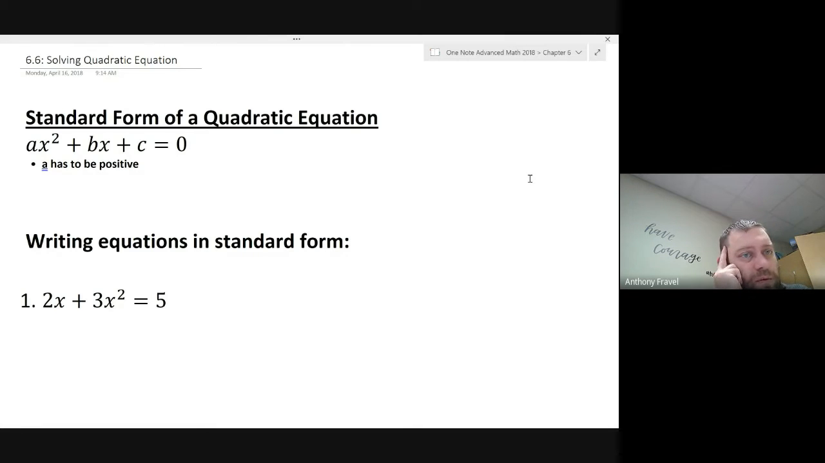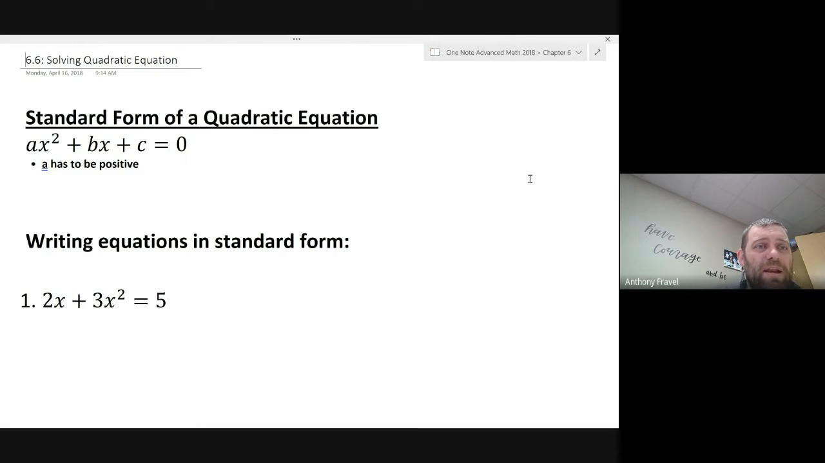All right, we're doing section 6.6, solving quadratic equations. First thing is just understanding the form that it has to be in. So this is the standard form of the quadratic equation. It's going to be in the order of x squared, and then you'll have the x, and then you will have one that does not have a variable at all.